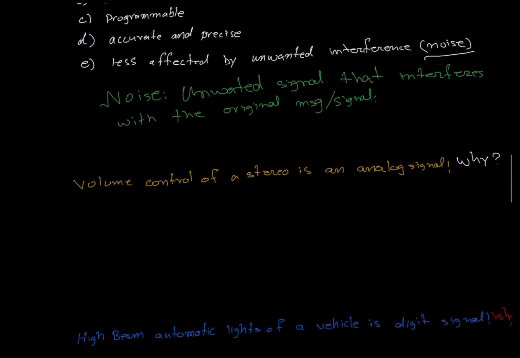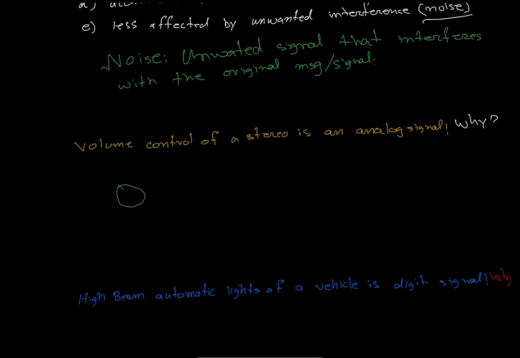Now there are a couple of questions that I ask here. The volume control of a stereo is an analog signal, and that is why. Because how do we control our stereo volume? Some of them have a knob, and this knob will be turned to the right when you try to make your music louder. And if you turn it left or counterclockwise, it will be lighter music or slower music.